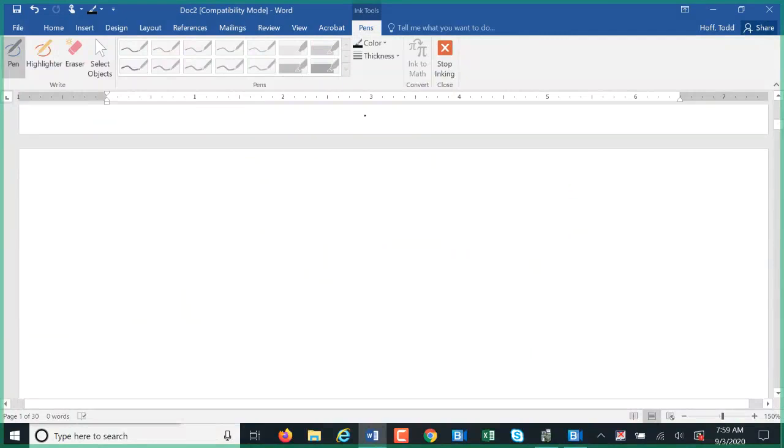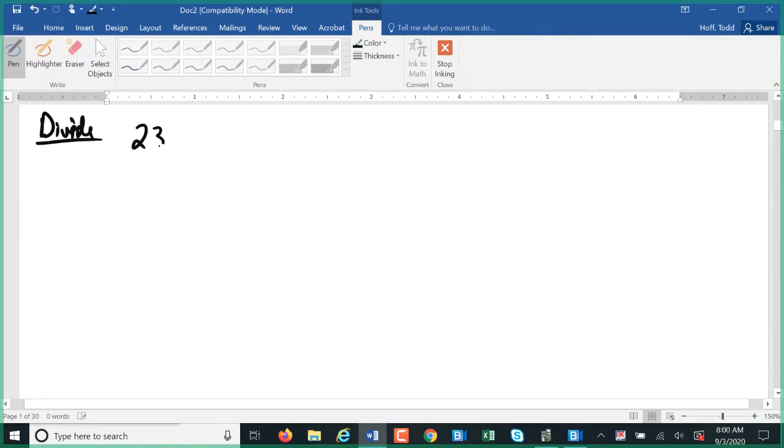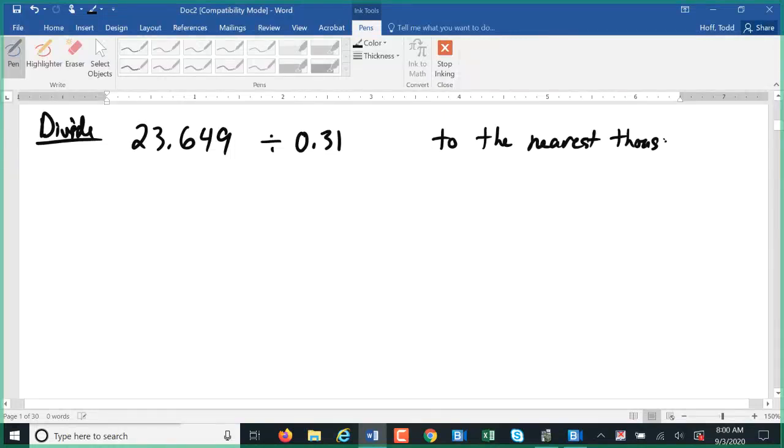Now, what I want to make sure we know how to do is let's divide. And I'll write it out. Well, we'll do it this way. 23.649 divided by 0.31 to the nearest thousandth.